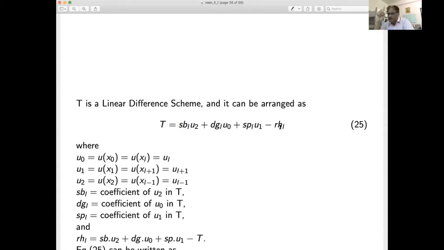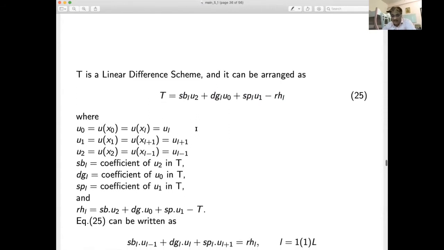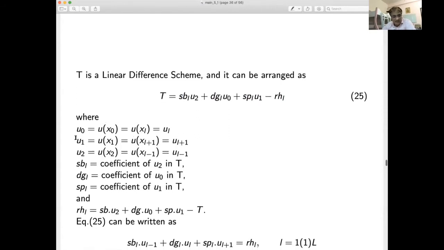This is one quantity, RH is one RHS. I have not written S just to abridge it. So I can write T in this way. When we write this T in this way, what does it mean? I am again repeating, what is this U0? U0 is U at X naught, which is U at XL. U at X1, denoted by U1, is U of XL plus 1, which is UL plus 1.